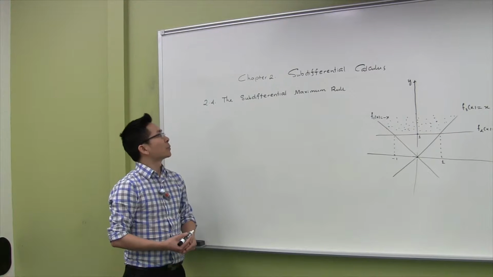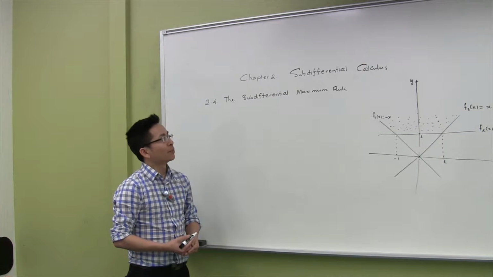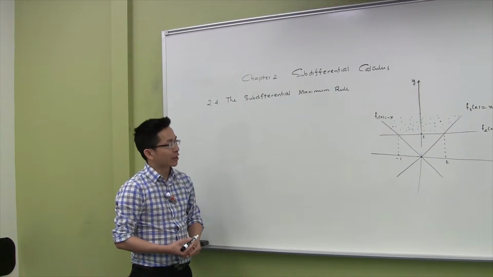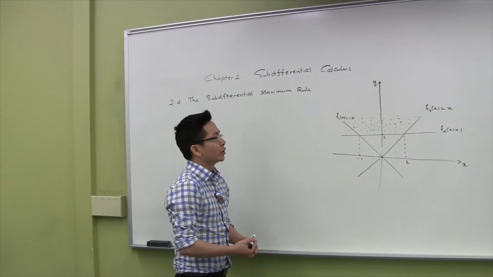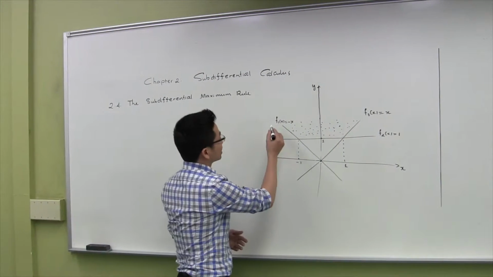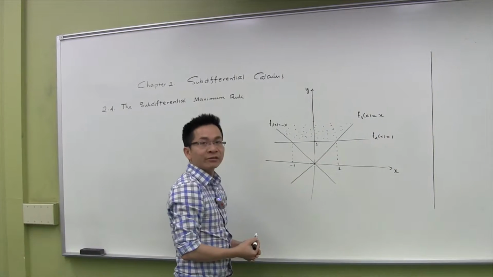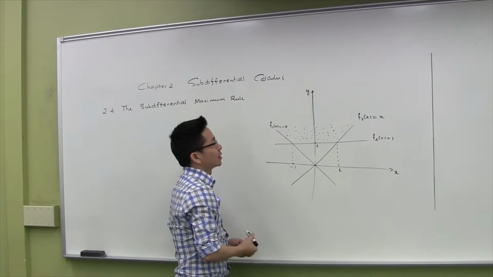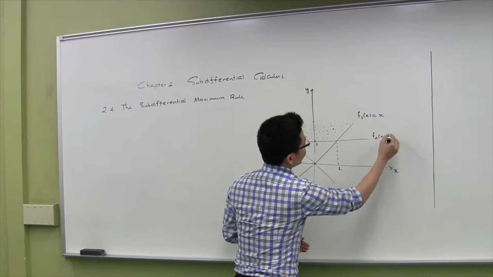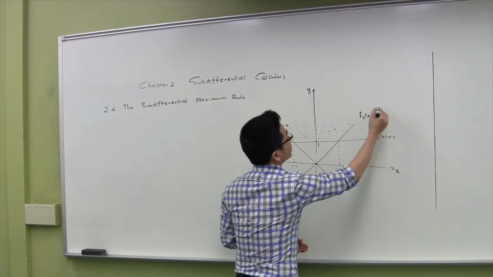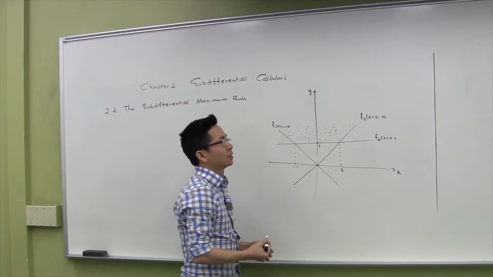In today's lecture, I'm going to talk about the subdifferential maximum rule. This is another important calculus rule for subdifferentials. In this figure, we see three functions. The first function is f1 of x equals minus x, and this is the graph of the first function. The second function is f2 of x equals 1. And the third function is the identity function f3 of x equals x.